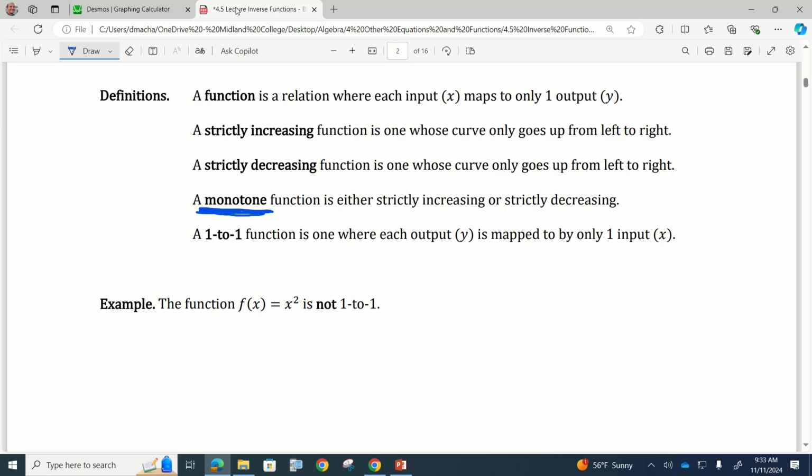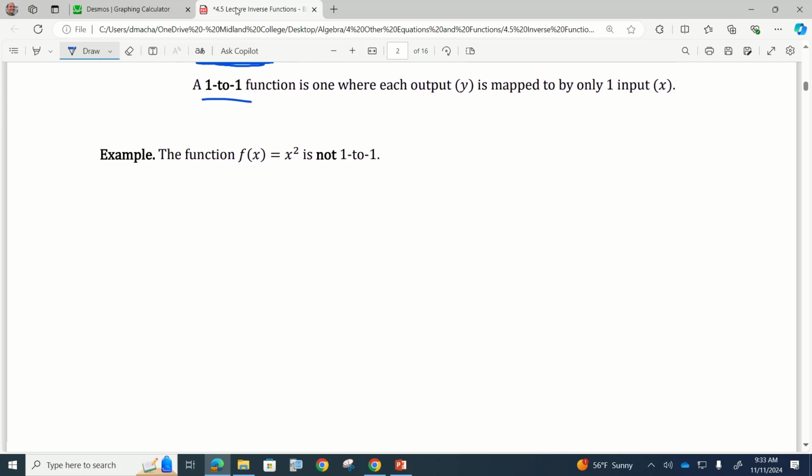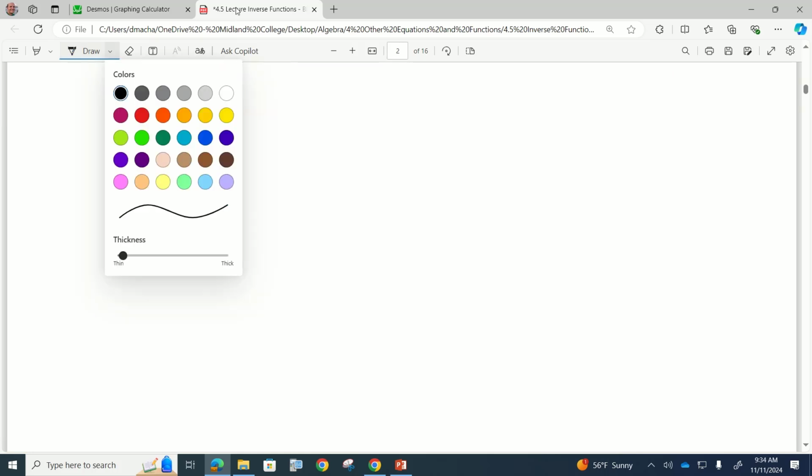And then lastly, a one-to-one function is a function where each output is mapped to by only one input. That makes it one-to-one. So a one-to-one function is a more specific, more restrictive kind of function. Let me talk a little bit abstractly about what I mean here.